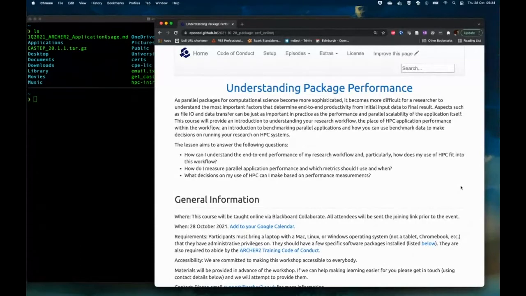So what we try to do is look at how the HPC part fits within the end-to-end performance of a research workflow, how you measure parallel application performance, what metrics are useful in what situations, and what practical decisions you can make based on those metrics in terms of improving your use of HPC.